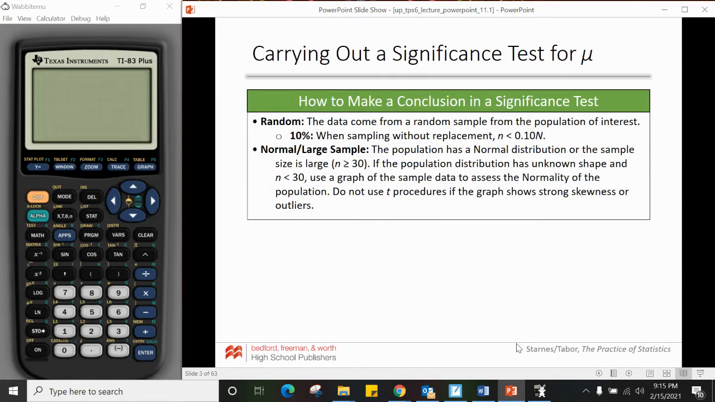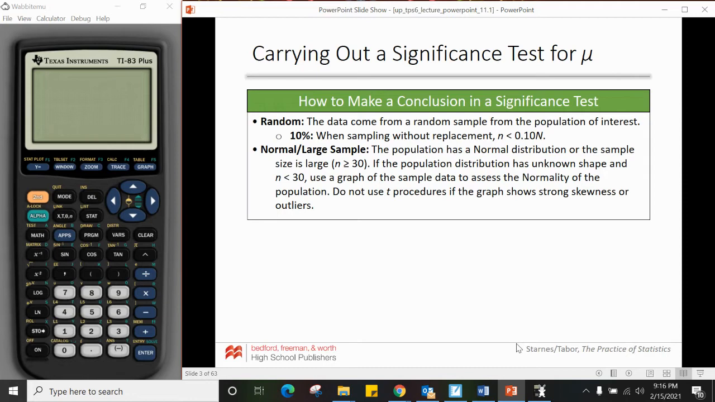Conditions for significance testing, we should be pretty familiar with. There are three of them. Number one is random: the data comes from a random sample from the population of interest. Number two is 10%: when sampling without replacement, n is less than 10% of the population size. Remember, this is only about sampling.